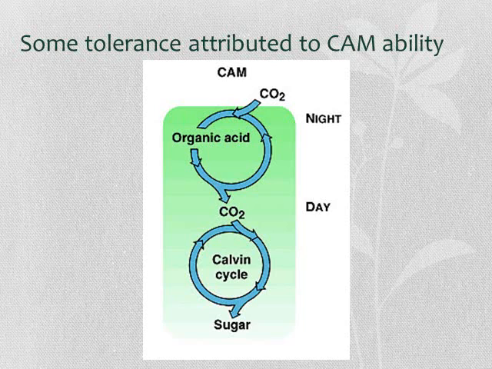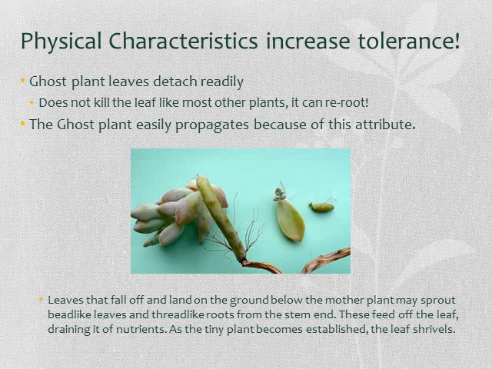The advantage to this form of photosynthesis is that it allows the ghost plant to keep its stomata closed to avoid losing water during its energy conservation steps. By accomplishing these steps at night, when the temperature is cooler, Graptopetalum limits the amount of water it loses and can stay alive in these harsh, arid, high-temperature environments.